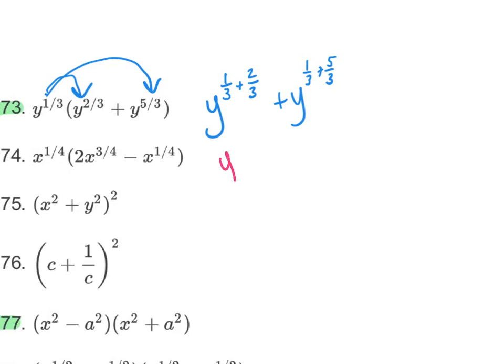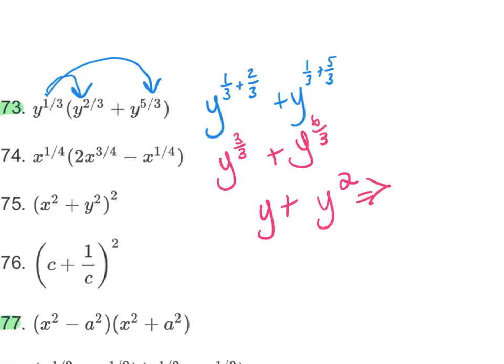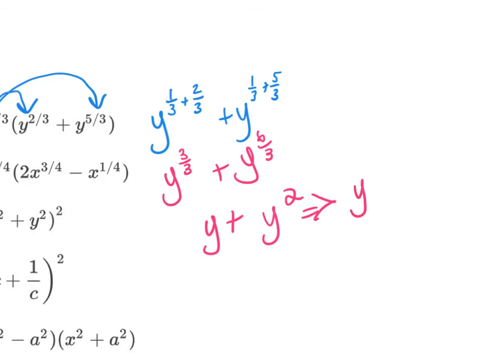No. This becomes y to the 3/3 plus y to the 6/3. What is 3 over 3? 1. So it's y plus, what's 6 divided by 3? 2. 2, so y plus y squared. Is that written in standard form? I'm gonna say no. Yes. So just flip it, y squared plus y.